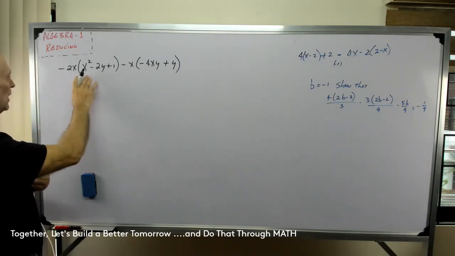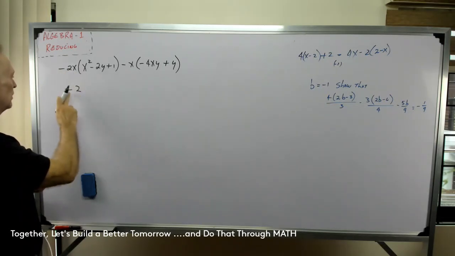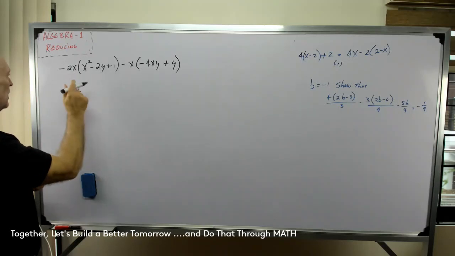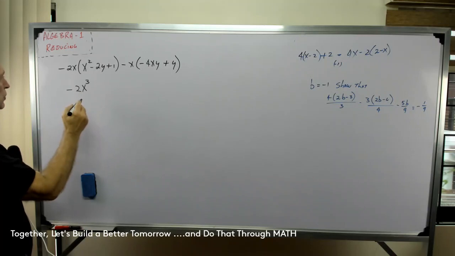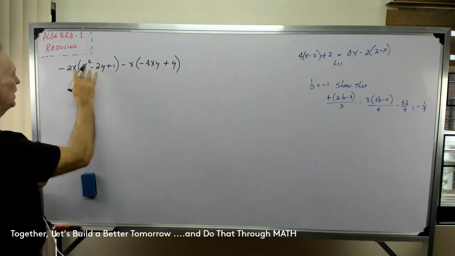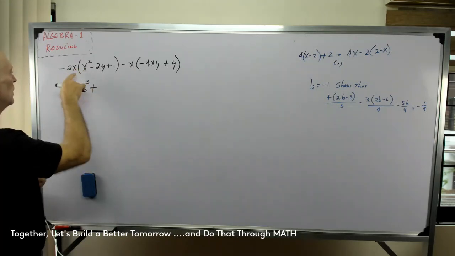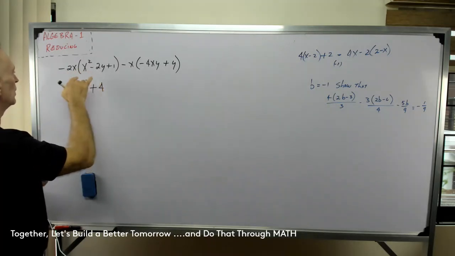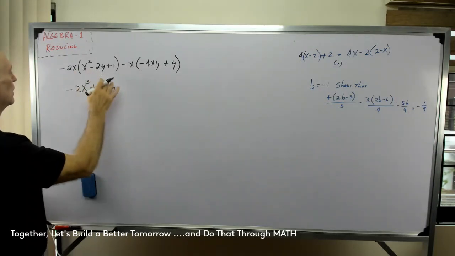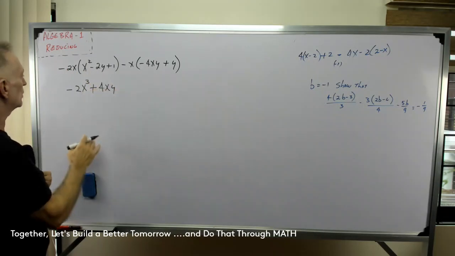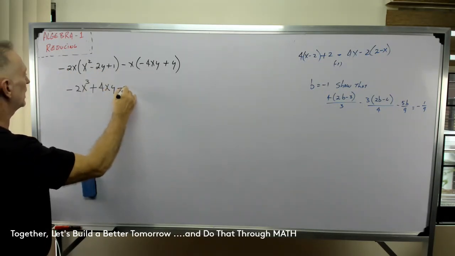Okay, negative 2x times x squared gives me negative, so that's negative times positive gives me negative 2x times x squared gives me 2x cubed, 2x to the third power. Now negative 2x times negative 2y. Negative times negative is a positive. 2 times 2 is 4xy. Okay, so negative 4, got it. Okay, negative 2x times a positive 1 gives me negative 2x.